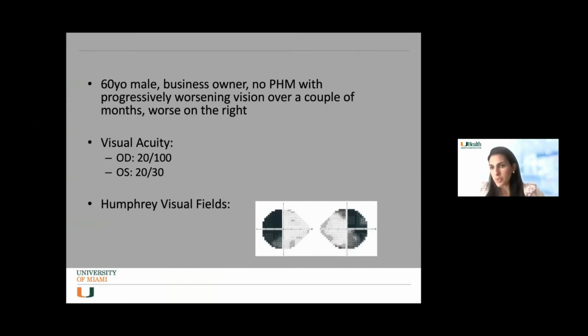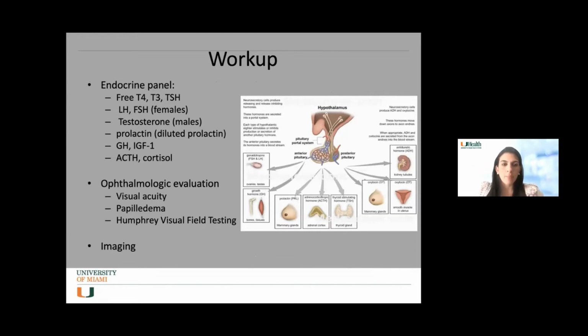So we're thinking pituitary tumor, something along those lines, and you want to get your endocrine workup. And so what does that entail? You want to get all the thyroid hormones, T4, T3, TSH. Females, you want to check the LH and FSH, males, testosterone. You do want to get a prolactin level. Depending on how that results or what you're thinking, you may get a diluted prolactin level. You want to get growth hormone, IGF-1, ACTH, and cortisol.